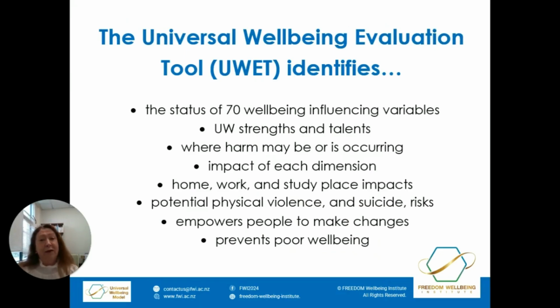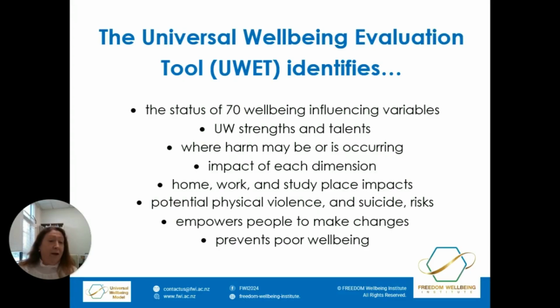Now, the Universal Wellbeing Evaluation can identify a number of very important things. It can identify the status of the 70 universal wellbeing influencing variables or determinants. It can identify people's areas of strength and talent. It can identify areas where harm to universal wellbeing may be or is occurring. It can identify the impact of each of the dimensions, that is the social, physical, intellectual, cultural and ethnic, emotional and spiritual dimensions. Often people find they have talents and strengths within those dimensions that they're not aware of.